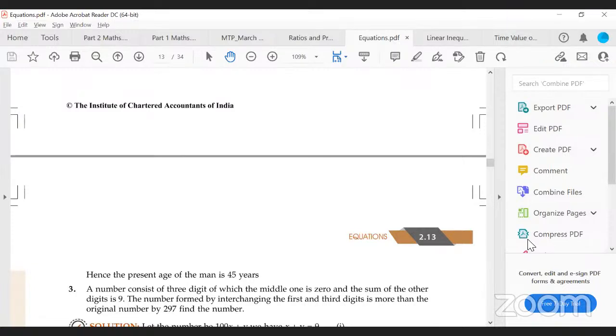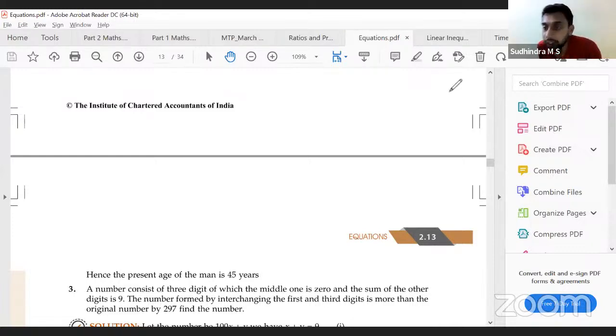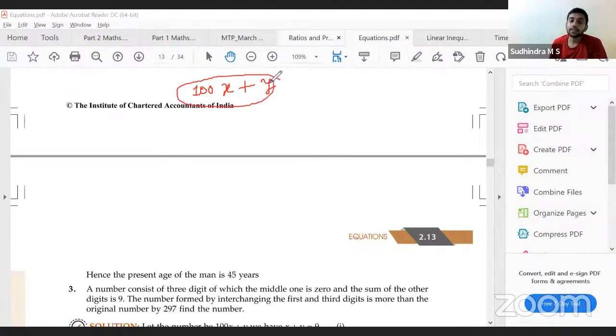Three not 306. See, the middle number is 0. We have to find out the other 2 digits. So we can say the hundreds digit we denote by x, so that it will be 100x, and the units digit we denote as y. Correct? Now they have given us x plus y is equal to 9.